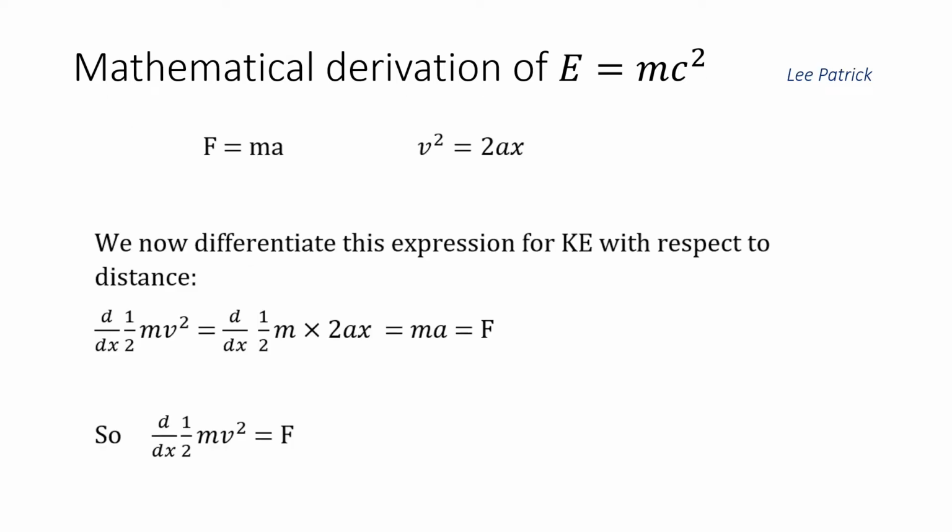So, knowing that F equals ma and v squared equals 2ax, we now differentiate this expression for kinetic energy with respect to distance. So, d by dx of a half mv squared equals d by dx of a half m times 2ax, as we replace v squared with 2ax. So we can see this equals ma, and this equals force. So d by dx of a half mv squared is equal to force.